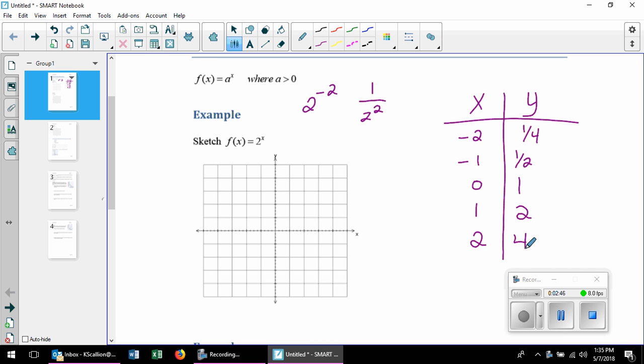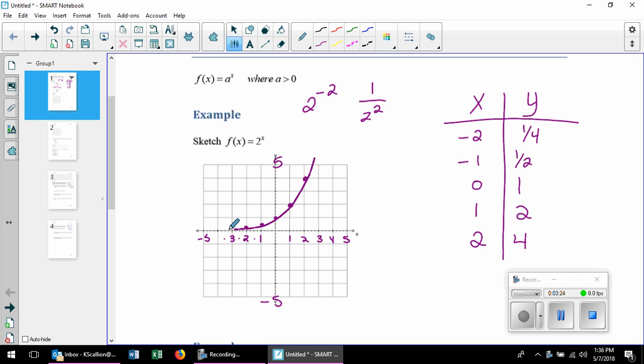Pretty easy. So if we were to plot this, we'll do 5s and 5s on the axes. So -2, I'm at a quarter. -1, I'm at a half. At 0, I'm at 1. At 1, I'm at 2. At 2, I'm at 4. So these should be connected with a curve.